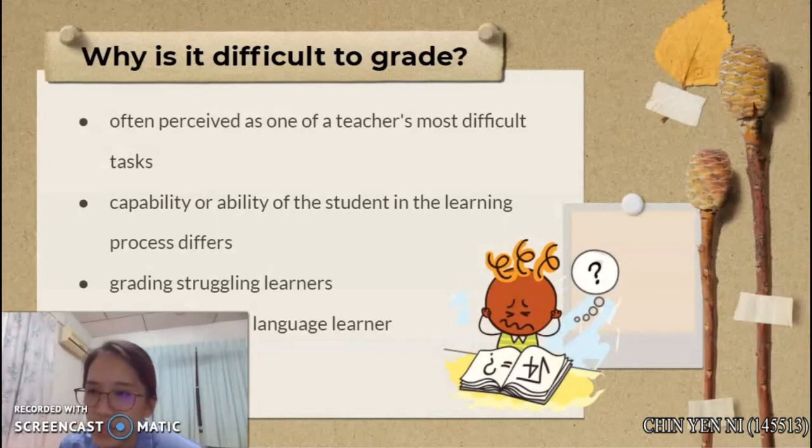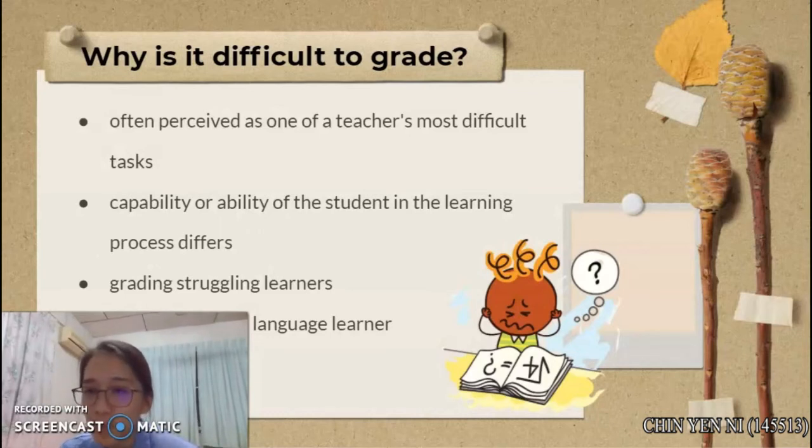So an inexperienced teacher will find it difficult to grade their students because the capability or ability of every student in the learning process differs. This means their strengths and weaknesses are all totally different. So this is why grading is so challenging, especially when we grade struggling learners.